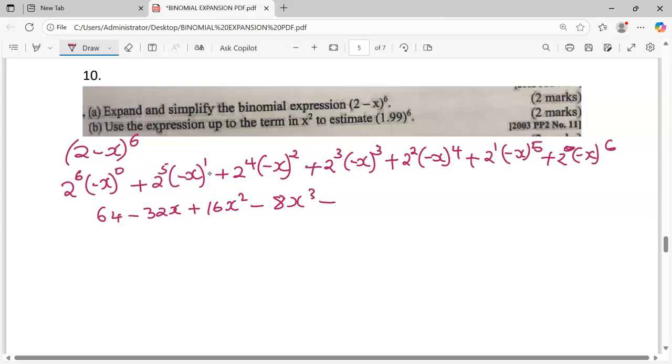And next we are going to have a plus because the next power is even. So 2 power 2 will give us 4, then x power 4. Next we are going to have a minus. 2 power 1 is 2, then x will be power 5. And lastly plus 2 power 0 will give us 1, then minus x power 6 will give us positive x power 6.